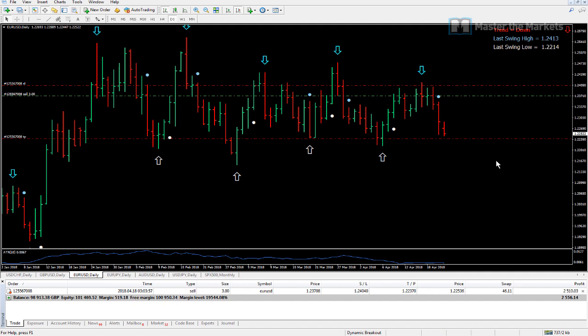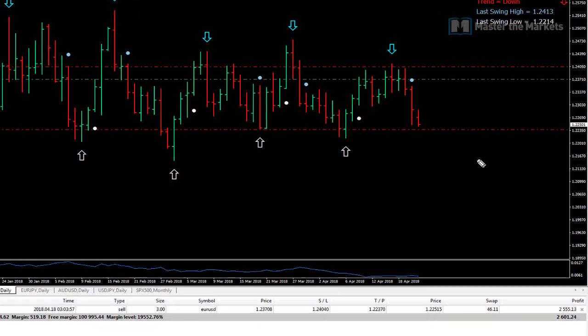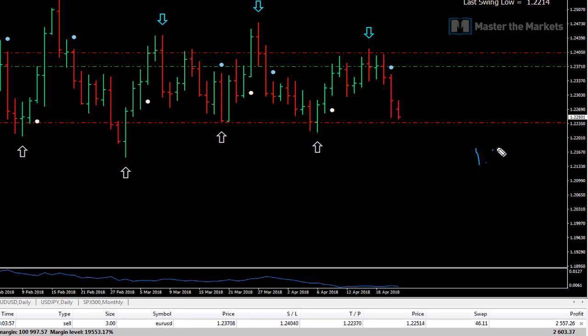What does that mean? Well, a pip, for those of you starting out, is on this currency pair the 4th decimal place. So let's give a little illustrated example. You can currently see the price is at 1.2250. That's where the current price is. You can see it's fluctuating around that level at the moment. It's just dropped to 1.2249.